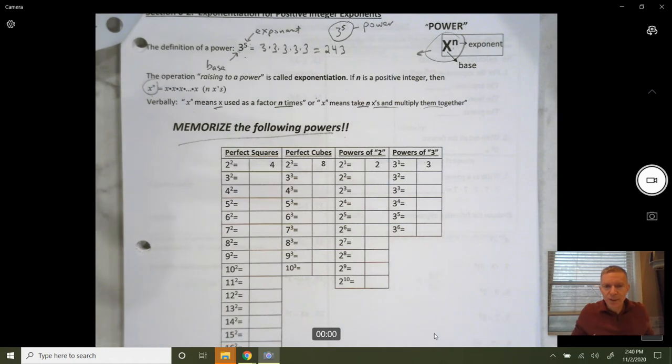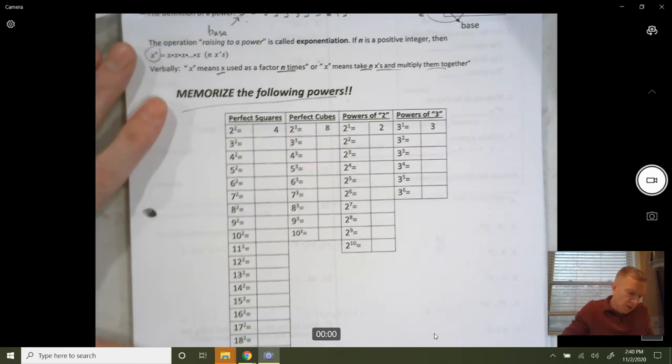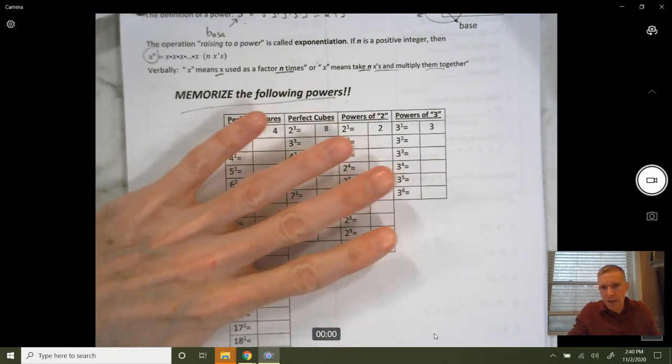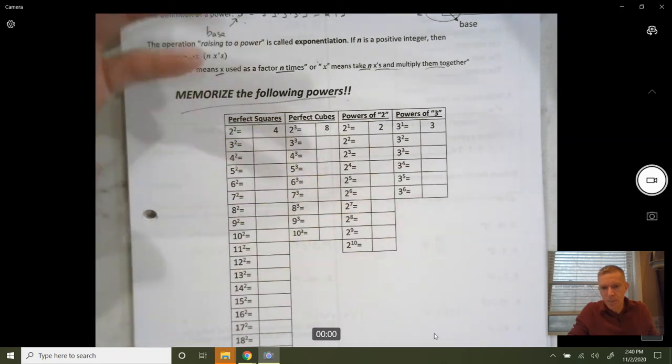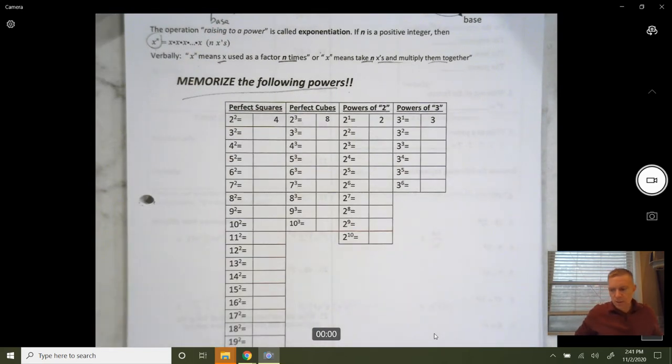Okay. Now it says memorize the following powers. I'm probably never going to give you a quiz and say, tell me quick, what's 19 squared? Or tell me quick, what's 7 to the 3rd? But if you study these, becoming familiar with everything on this page, that's just going to help you. It's going to help you as we go through all of chapter 6, doing logs and exponents.